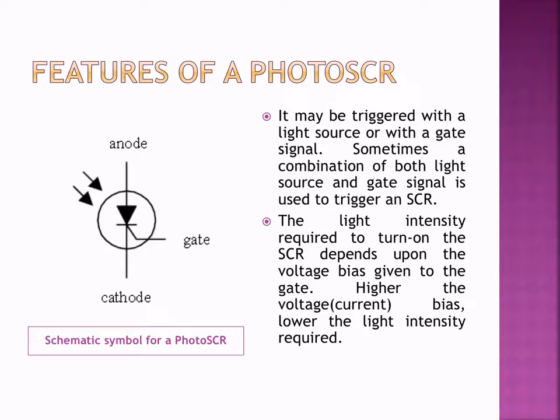Features of PhotoSCR. It may be triggered with a light source or with a gate signal. Sometimes a combination of both light source and gate signal is used to trigger an SCR. The light intensity required to turn on the SCR depends upon the voltage bias given to the gate. The higher the voltage bias, the lower the light intensity required.